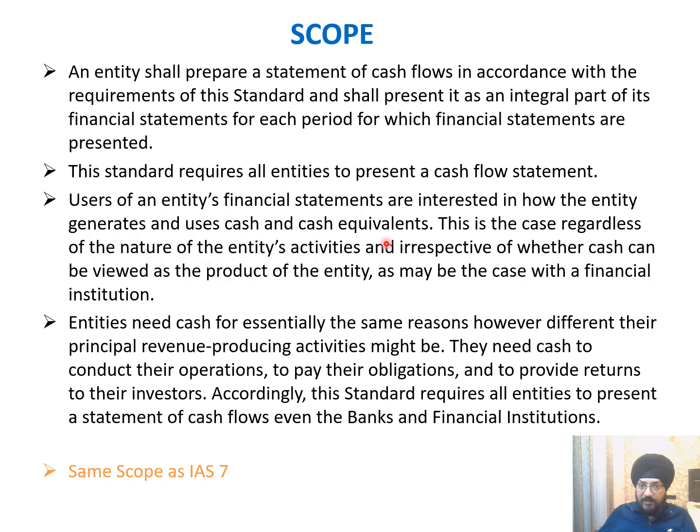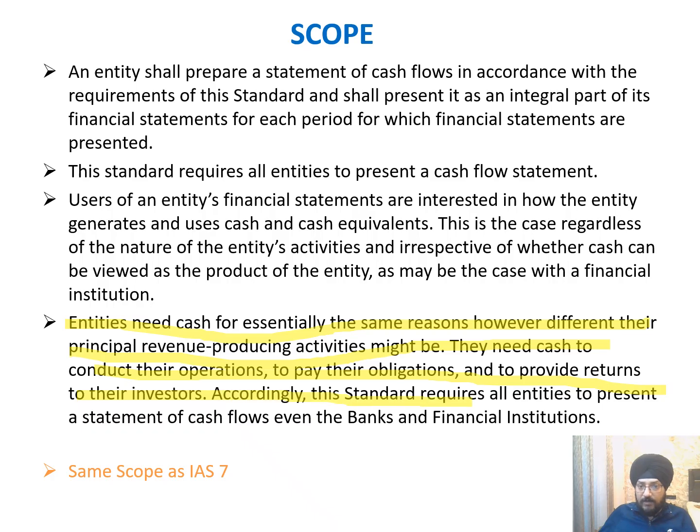Users of an entity's financial statement are interested in how the entity generates and uses the cash and cash equivalent. And entities need cash essentially for the same reason, however different their principal revenue producing activities may be. They need cash to conduct their operations, to pay their obligation, and to provide return to the investors in the form of the dividend.